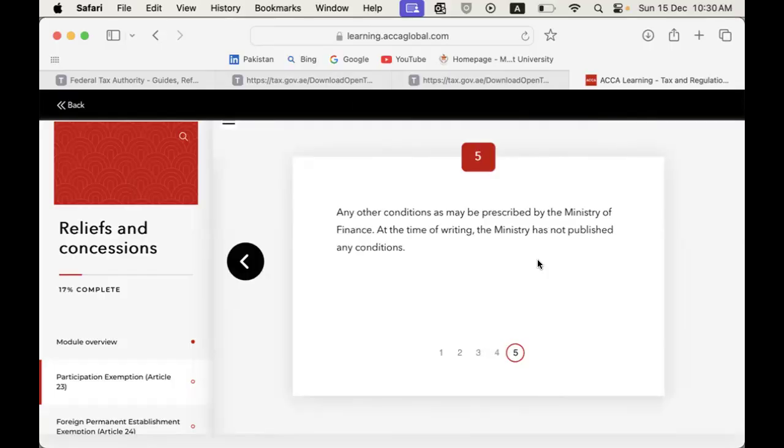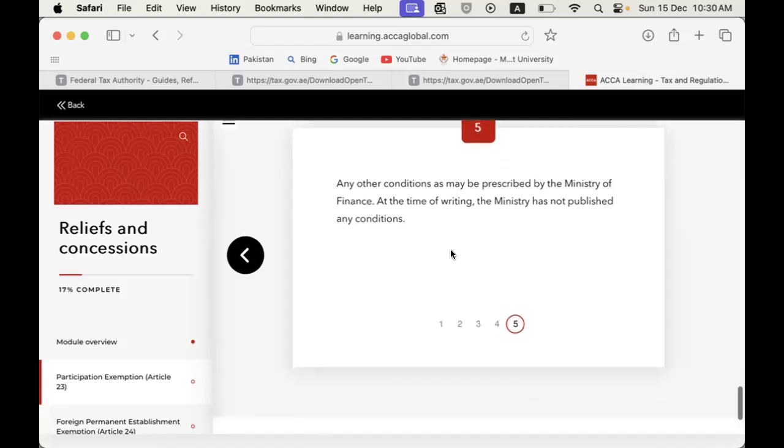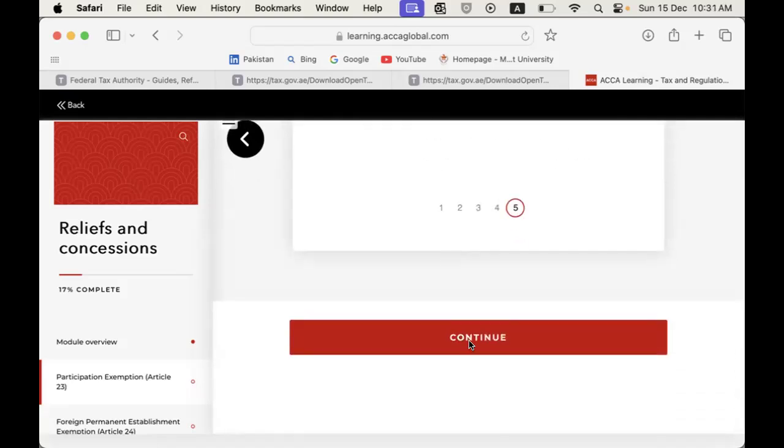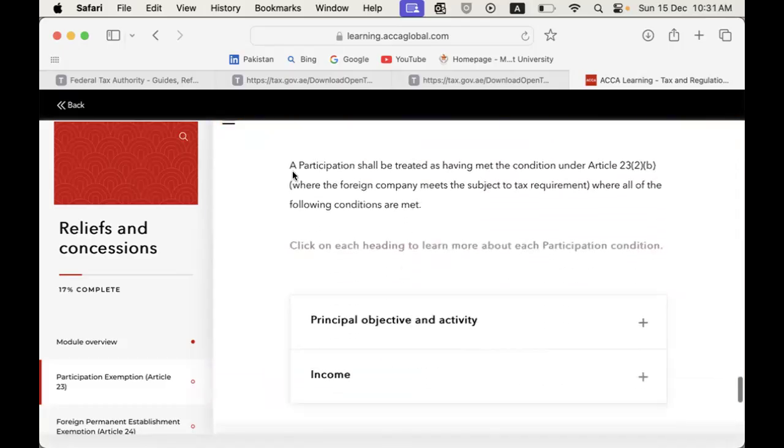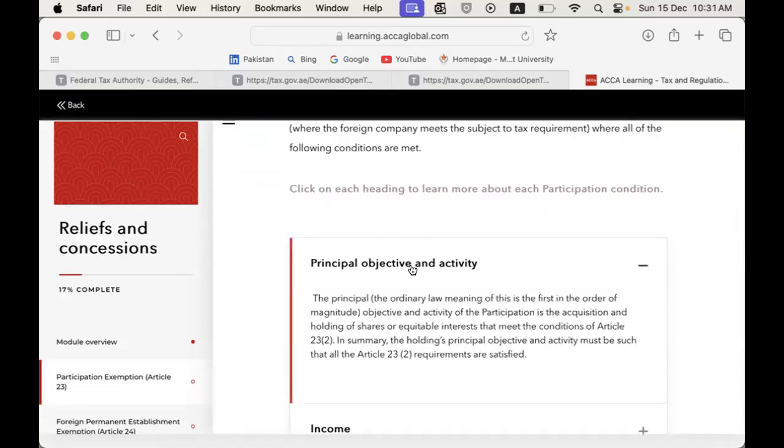Okay, good. Another condition as may be prescribed by the Ministry of Finance. So that's any other condition. For that, I think we can look at the decision that was there. A participation shall be treated as having met the condition under Article 23, where the foreign company meets the subject to tax requirement, where all of the following conditions are met. Let us have a look at it.